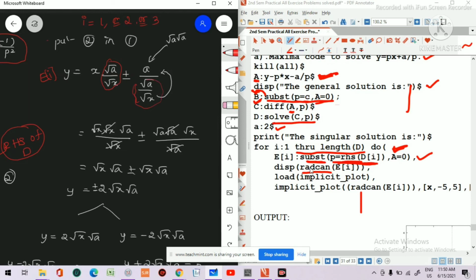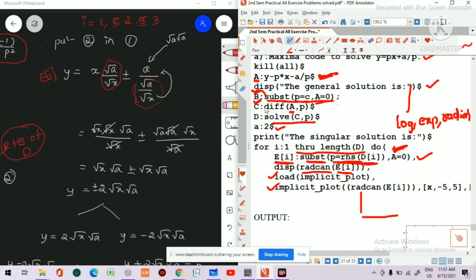Okay, this radcan will solve three functions. Which ones? It will solve for log also, it will solve for exponentials also, it will solve for radicals also. Is it fine? So radical has come, so we will give radcan. What should be solved? e of I. Previously we have defined that, we are taking here e of I. Is it fine? Then we will plot the graph.